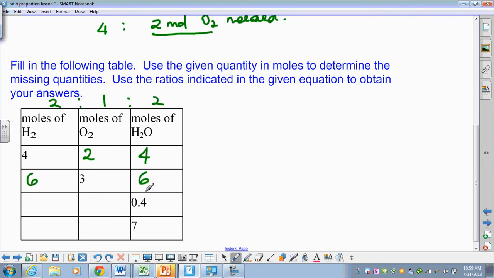Now if this is the given quantity, 0.4 moles of H2O, from there to there, what should we do? Divide by 2, right? Because it's a 2 to 1 ratio. So that will be 0.2 moles. And from there to there is a 2 to 2 ratio. That means the same amount. Whatever you use here will be the same there. So 0.4 or 0.4. And over here again, 7 is given. From there to here is a 2 to 1 ratio. So take half of that, 3.5 moles of oxygen will be needed, and from there to there is the same ratio, or just 7 moles of hydrogen needed.